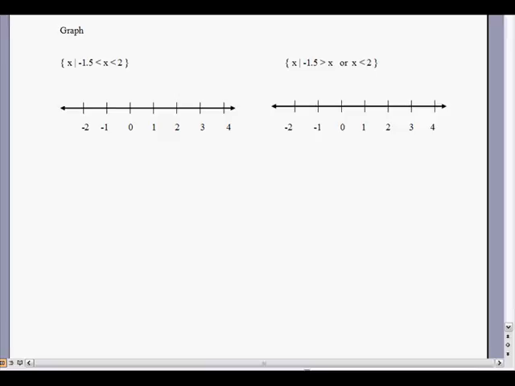Let's look at another example comparing and to or. We have the set of x such that negative 1.5 is less than x is less than 2. This is an implied and statement. It could be read, the set of x such that negative 1.5 is less than x and x is less than 2. To graph this, we would need to locate negative 1.5 on the number line.